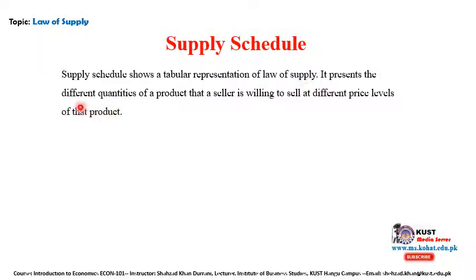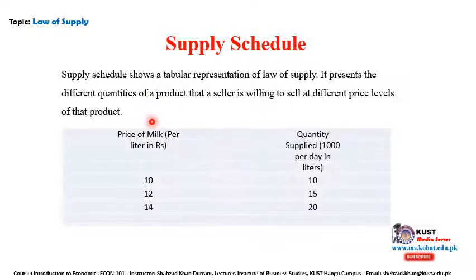It represents the different quantities of a product, right? There are different quantities of a product that the seller is willing to sell at different price levels of the product. So there are two things: different price levels and different quantities of a product. That is a tabular representation of the law of supply, and it's called the supply schedule. So let's see this tabular representation.